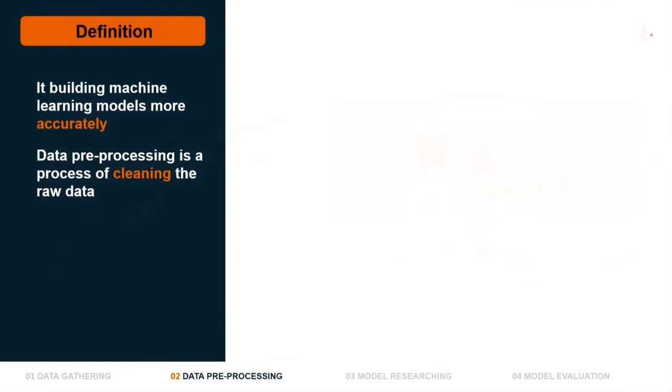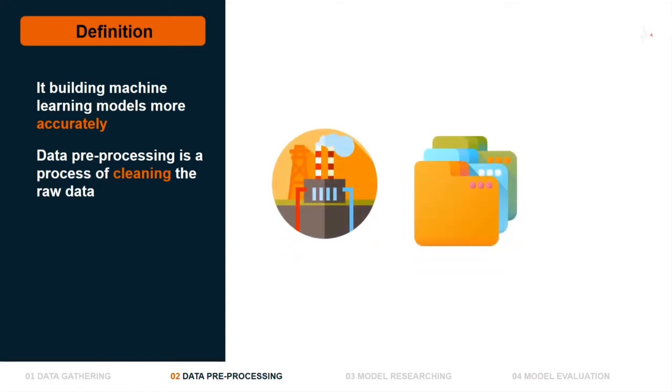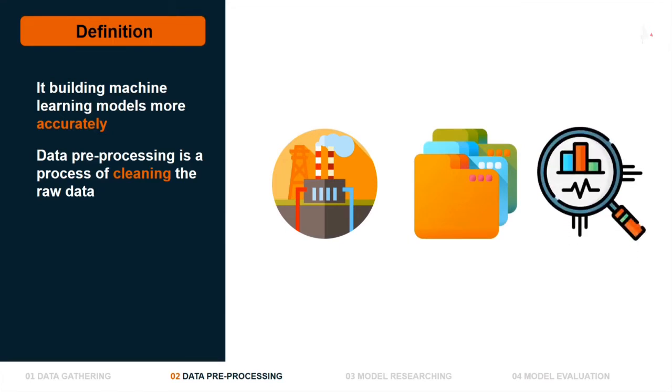The second stage is data preprocessing. It is the most important step that helps in building machine learning models more accurately. Data preprocessing is a process of cleaning the raw data. It means the data collected in the real world is converted to a clean data set. Whenever the data is gathered from various resources, it is collected as raw data, and this data is not suitable for analysis. Therefore, specific steps are executed to convert the data into a clean data set. This part of the process is called data preprocessing.